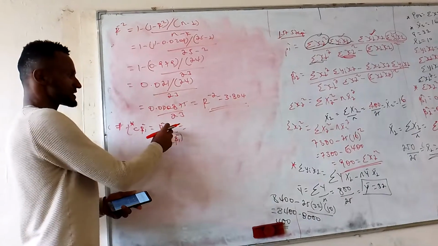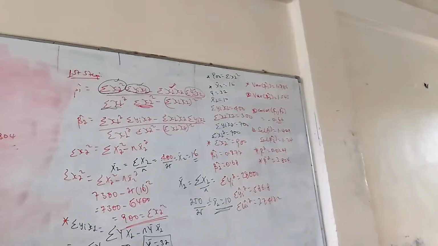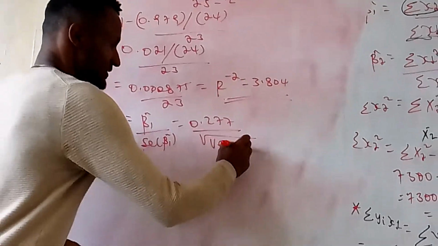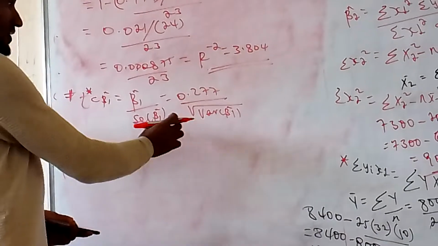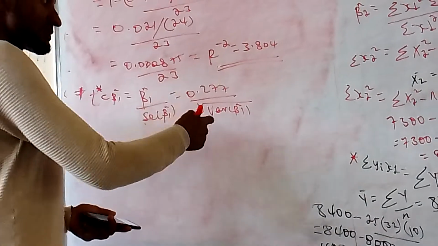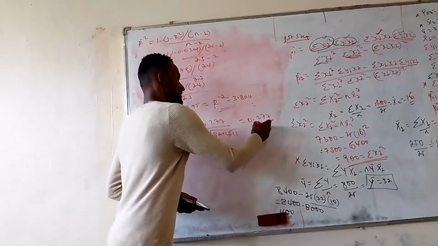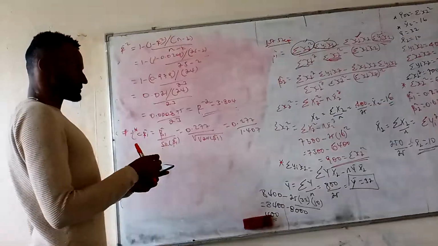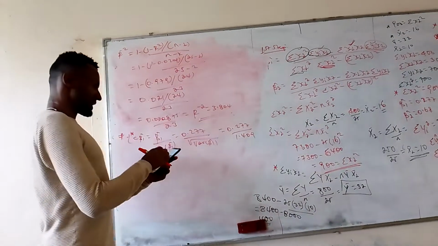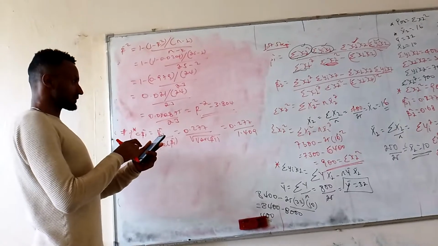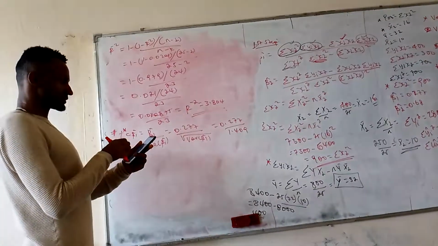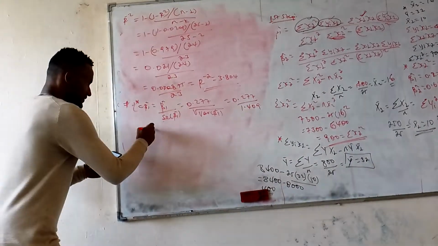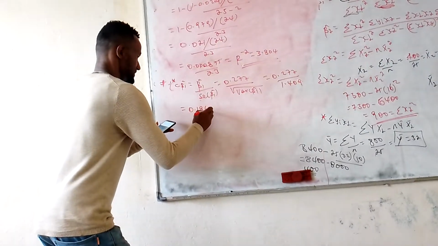So our beta 1 hat, look again from our previous computed values, we have 0.277 divided by our standard error of beta 1. It means that we have to take the variance of beta 1 hat indirectly, but we actually have the value of the standard error of beta 1. Therefore, simply let me substitute 0.277 divided by the standard error of beta 1, which is 1.409. Let me use here the mobile calculator. 0.277 divided by 1.409. So our value is 0.196, which is equal to the t calculated for beta 1.